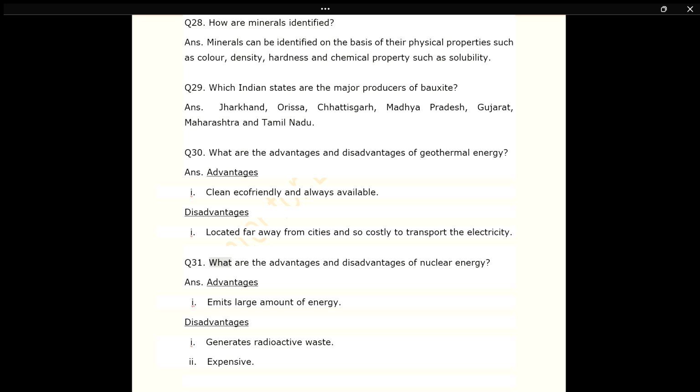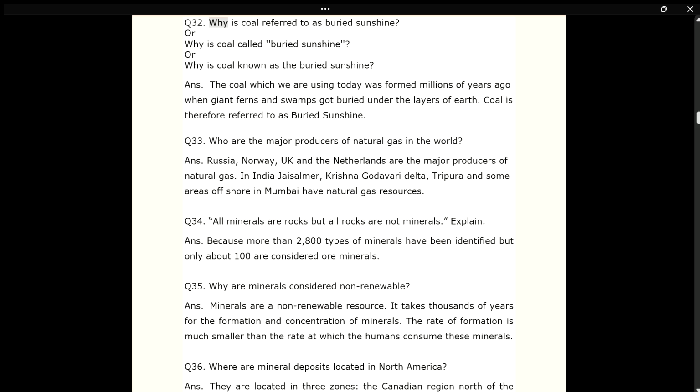Q31. What are the advantages and disadvantages of nuclear energy? Ans. Advantages: emits large amount of energy. Disadvantages: generates radioactive waste. Too expensive. Q32. Why is coal referred to as buried sunshine? Or why is coal called buried sunshine?